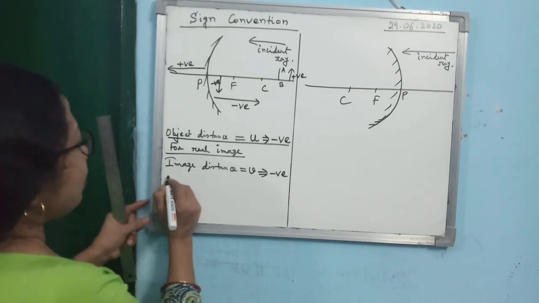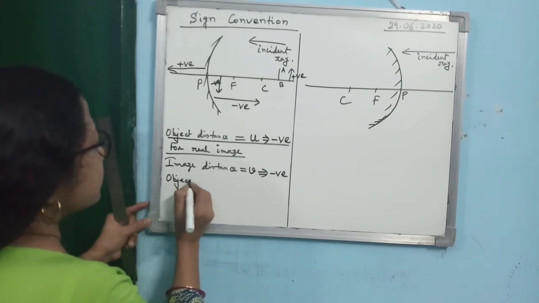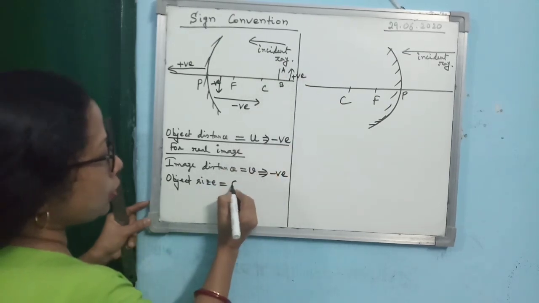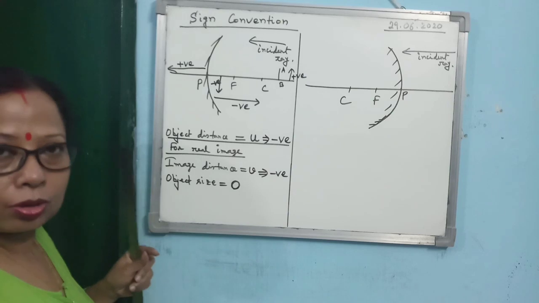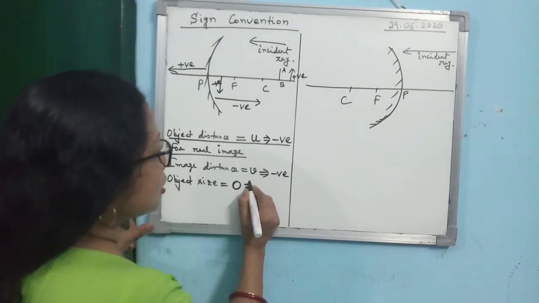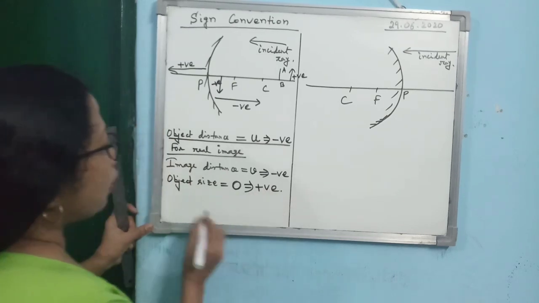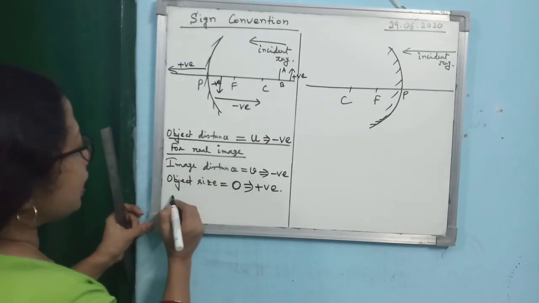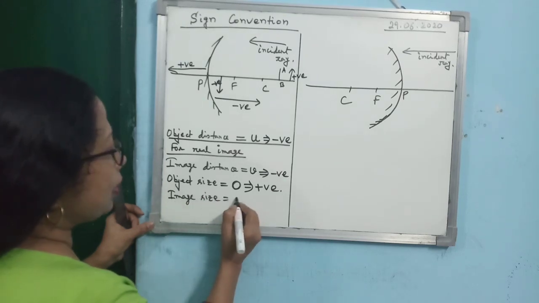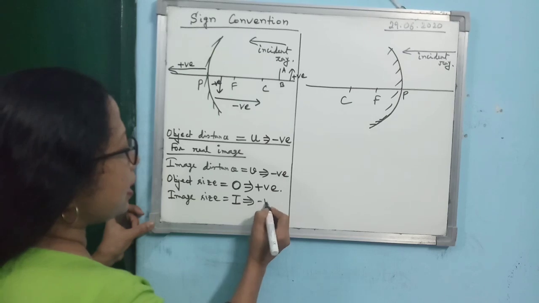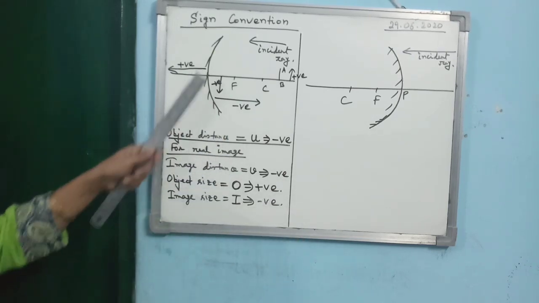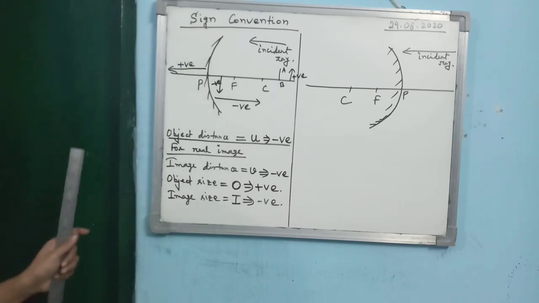And then we measure the object size. Object size means here AB. AB is the object size, so we denote it by O. This is not zero or rasgulla or gulab jamun. This is O, object size O. So O is always positive. Alright. But for a real image, the size of the image we denote by I. I is negative. Is that clear? So these are the points you should remember for a concave mirror.